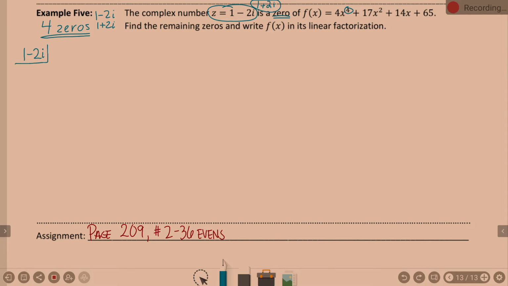One minus 2i is a 0, yes? Okay. Can we use synthetic division with that? Sure, we can.